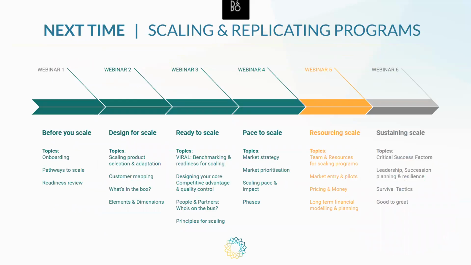Next time, webinar 5, we're going to be looking at resourcing scale, where we turn towards looking at the team and resources and how we're growing those as we're doing the market entry, alongside the pricing and financial forecasting linked to looking at the scenarios that we've been talking about this week. And so next week is building on all of that as we move towards the end of the series.